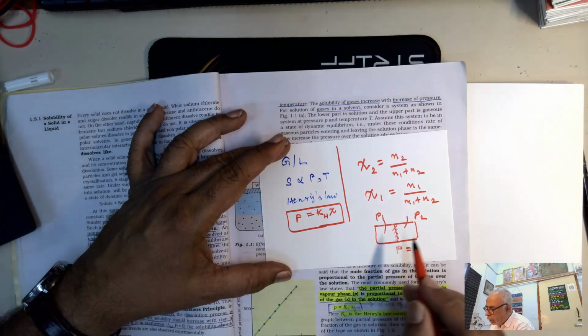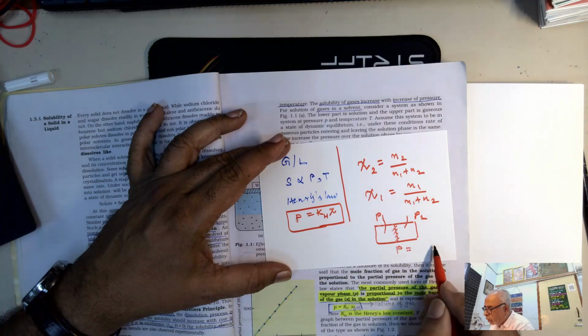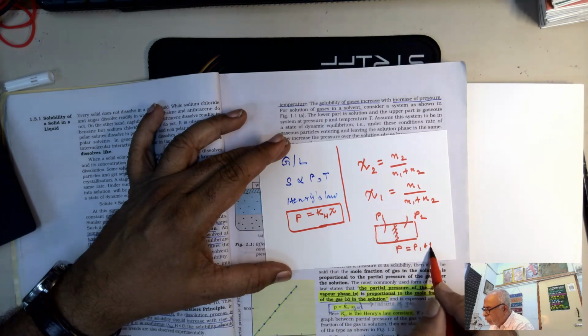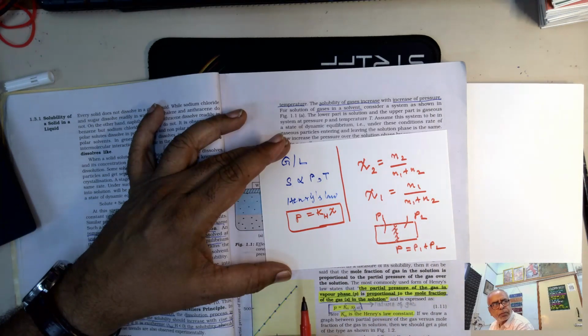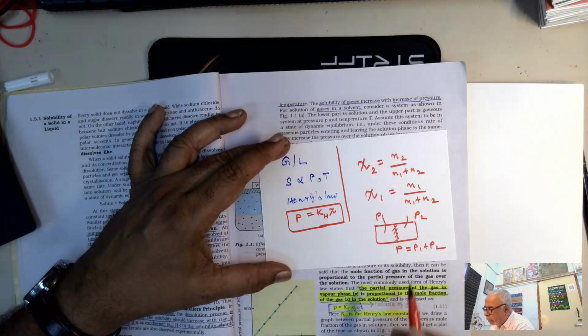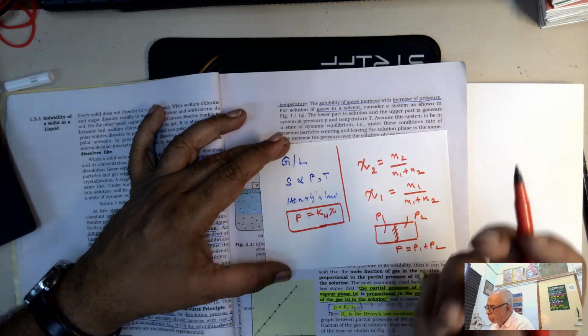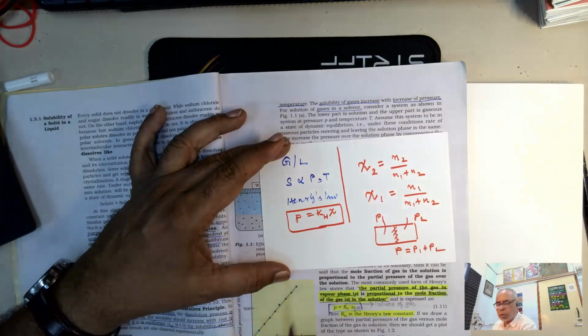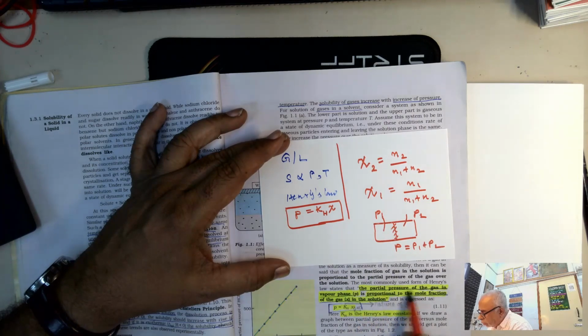So the individual pressures are summed up to get the total pressure, right? So P1 plus P2. But P1 and P2 are the partial pressures. So what is the constituent? That is very important. Partial pressure means the pressure exerted by one particular component. So the partial pressure of the gas in vapor phase is proportional to the mole fraction of the gas.